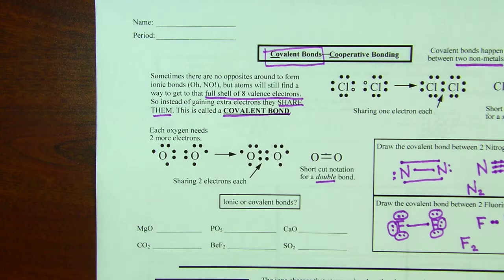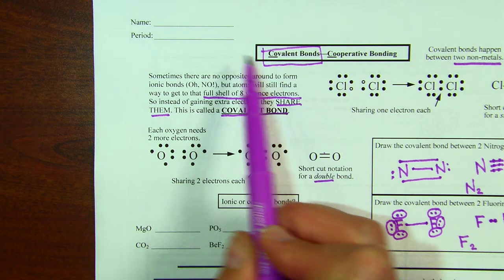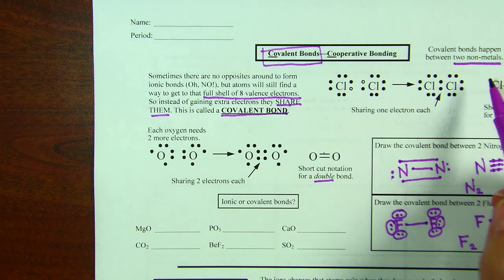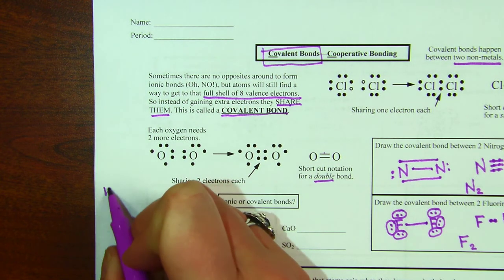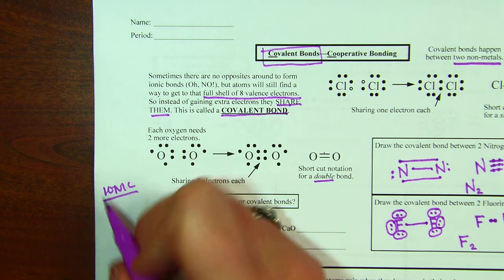Over here, we are asked whether these bonds are ionic or covalent. So let's think about the difference first. I have my information for covalent right up here. Covalent bonds share electrons. It's between 2 nonmetals. Ionic bonds transfer electrons.